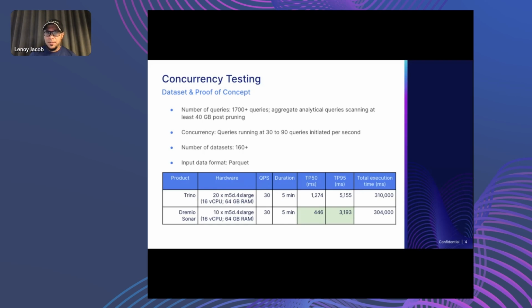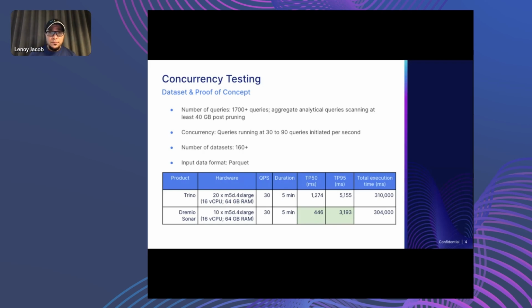They measured the median, which is TP50, as well as the TP95, right? So TP95 is essentially the 95th percentile. And what that means is it is essentially the max time of a query of all the queries that were initiated, under which 95% of the queries have been completed, right?